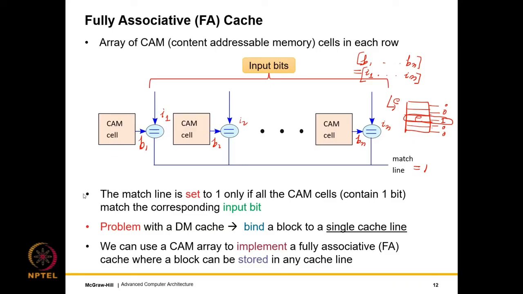So let us go back to the description over here. The match line is set to 1 only if all the CAM cells, where each CAM cell contains 1 bit, all of them match the input, right? So to reduce destructive aliasing, we want to use this CAM mechanism and match lines to ensure that a block can reside anywhere in the cache. So if the cache has 1024 lines, the block can reside anywhere, right? So this is what needs to be ensured.